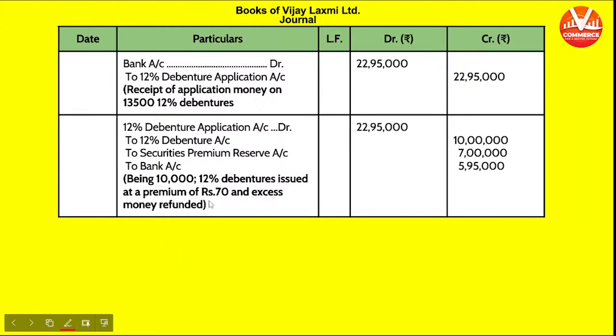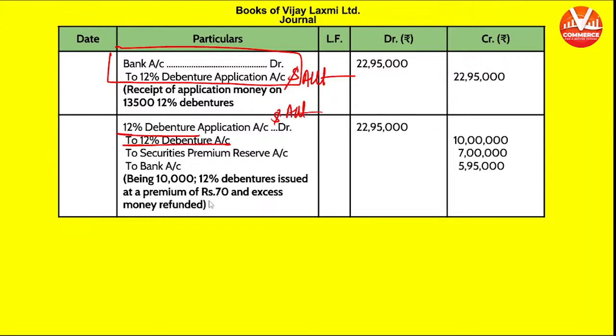Okay, so let me show you the answer and here we have it. You can see we have passed the same entries. Bank debit to percentage debenture application and allotment. Then debenture application and allotment debit to percentage debenture, to securities premium reserve, to bank. 10 lakh, 7 lakh and we refunded 5,95,000.